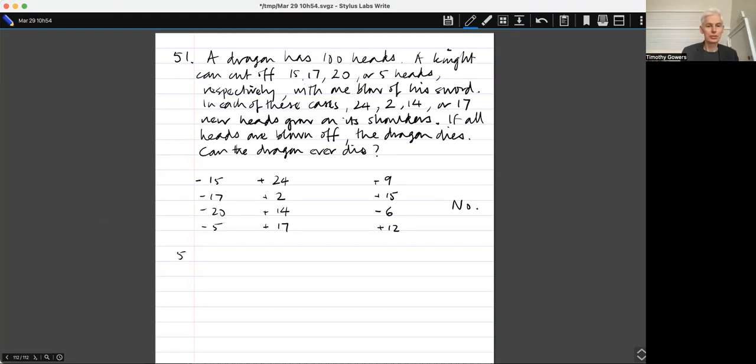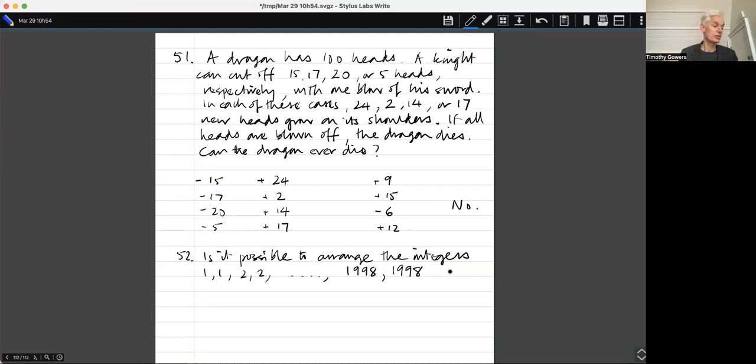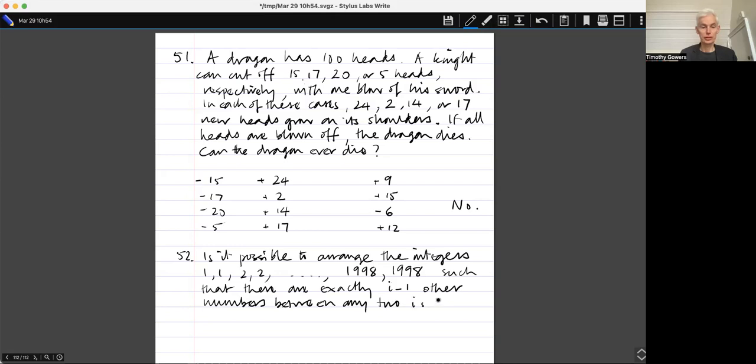52. Is it possible to arrange the integers 1, 1, 2, 2, all the way up to 1998, I presume the question was originally devised in 1998, such that there are exactly i minus 1 other numbers between any two i's.